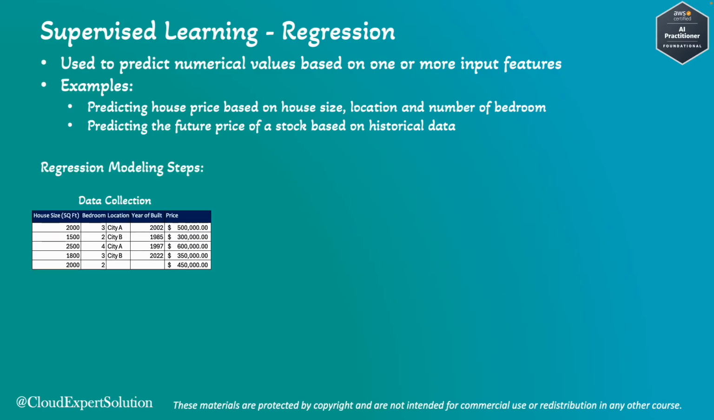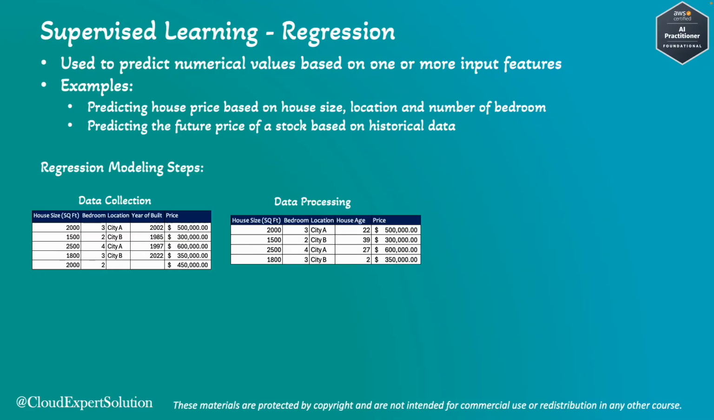Let's review regression modeling steps. The first step is data collection. In this step, we gather historical data with input features and corresponding output values. If you see this example, we have a collection of house size, bedrooms, location, year of build, and the corresponding price for that house. So this we are going to use as an input data set for our model.